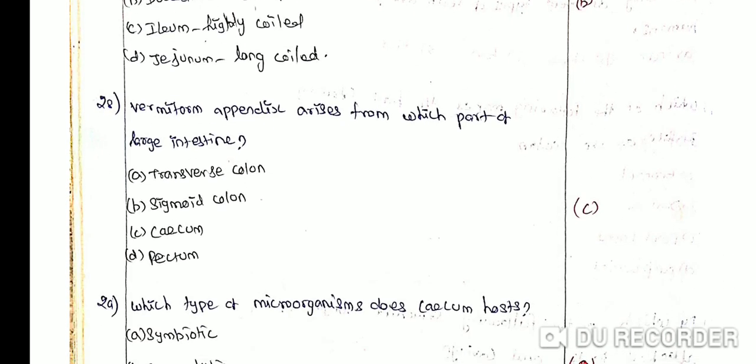Vermiform appendix arises from which part of the large intestine? Option A transverse colon, option B sigmoid colon, option C cecum, option D rectum. Answer is option C cecum. The vermiform appendix is a narrow finger-like tubular projection that arises from the cecum of the large intestine. The vermiform appendix is a vestigial organ in the human body.